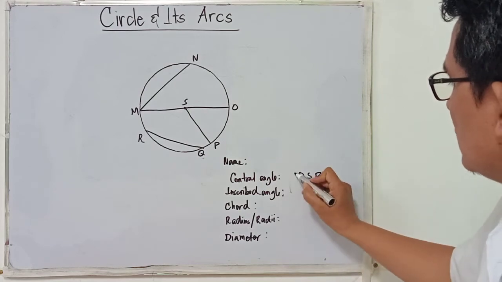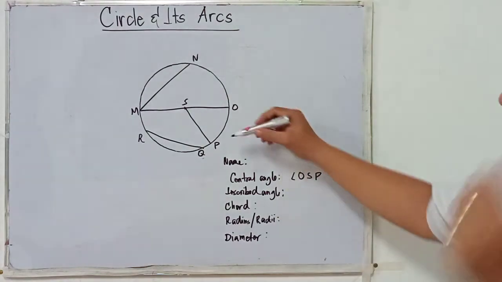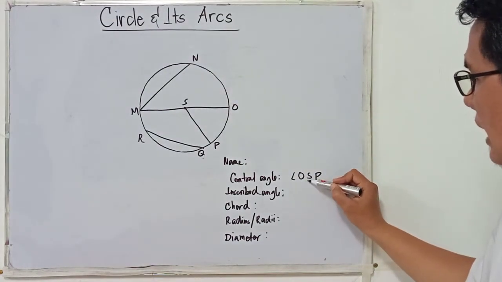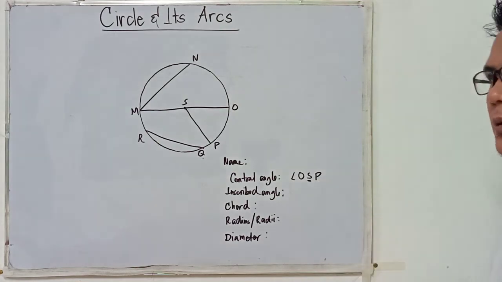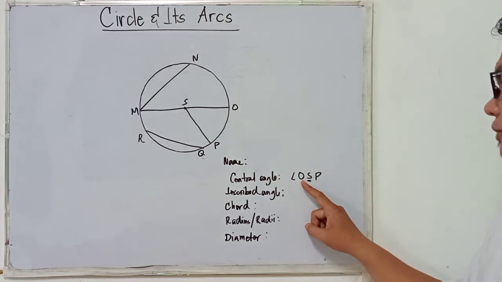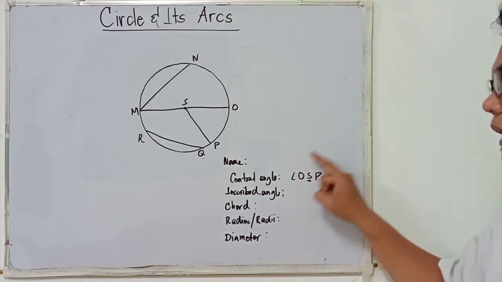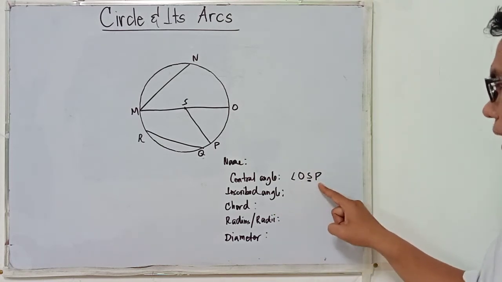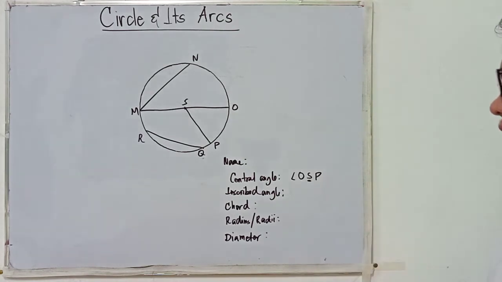So the central angle is angle OSP, or you can have it as PSO, as long as S is at the center, because this letter S refers to the vertex of the angle. Points O and P can be interchanged, or you can write P first or O last. It does not matter as long as S is the vertex.